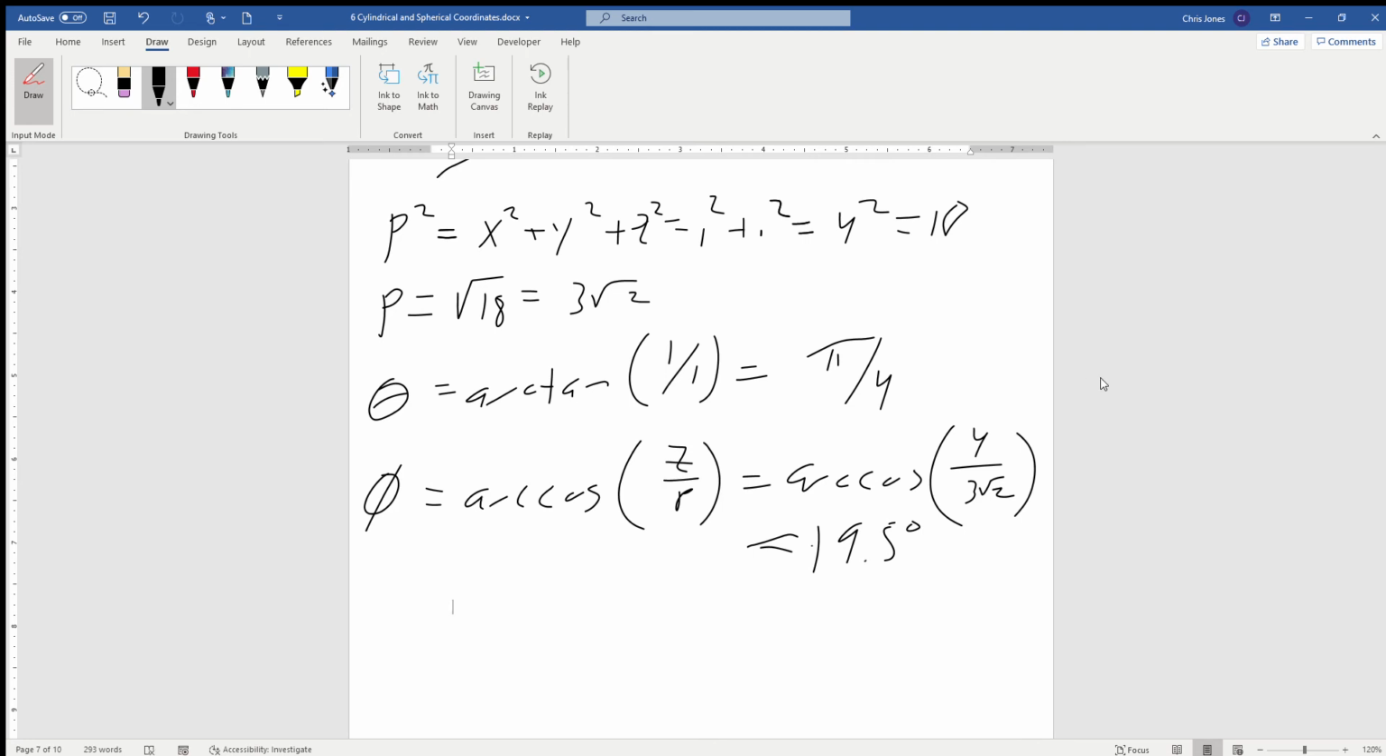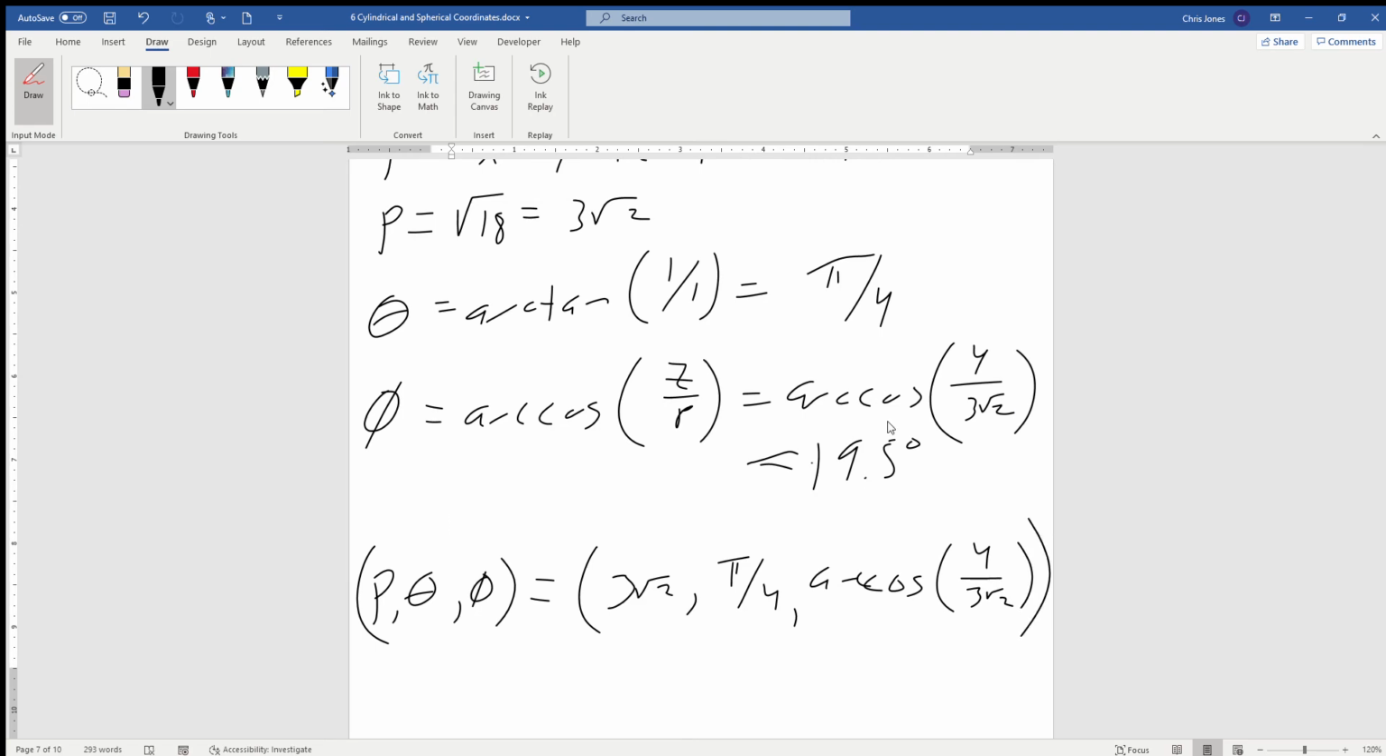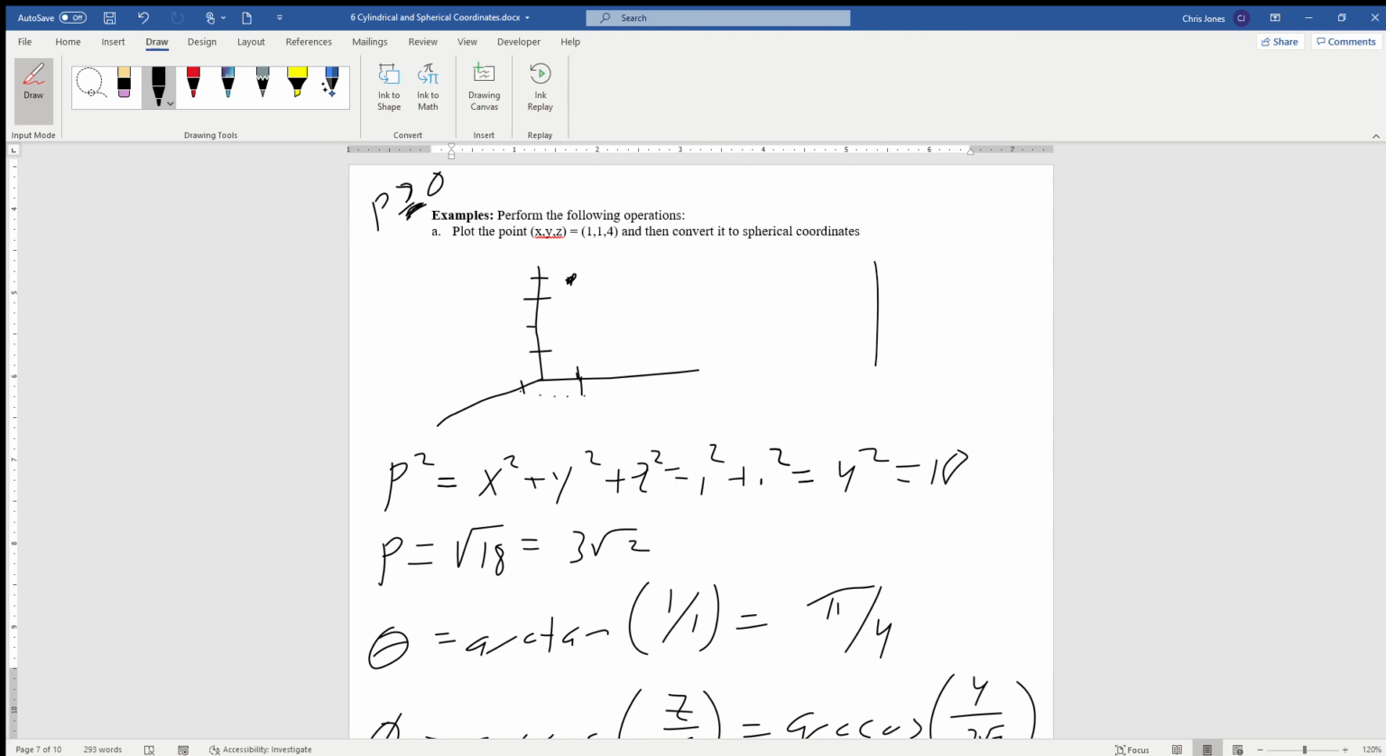All right, so in terms of rho, theta, phi, we're going to end up with 3 roots of 2, pi fourths, and then arc cos of 4 over 3 roots of 2. Let's plot that. Okay, so we're going to make another graph. Now 3 roots of 2, I'll plug that in my calculator. 3 roots of 2 is about 4.2. So I'm going to move out 1, 2, 3, 4, and just a little bit more than that.